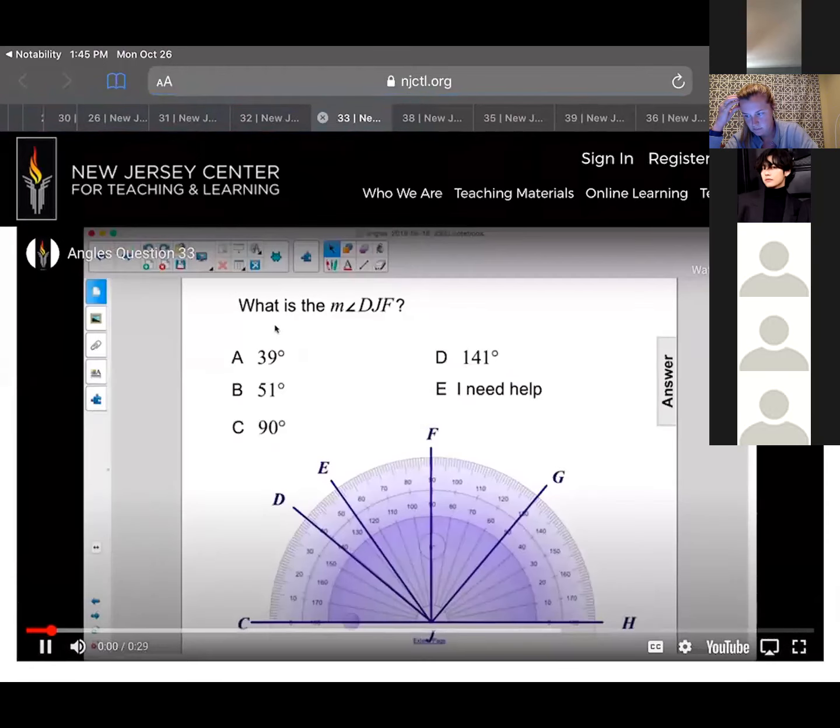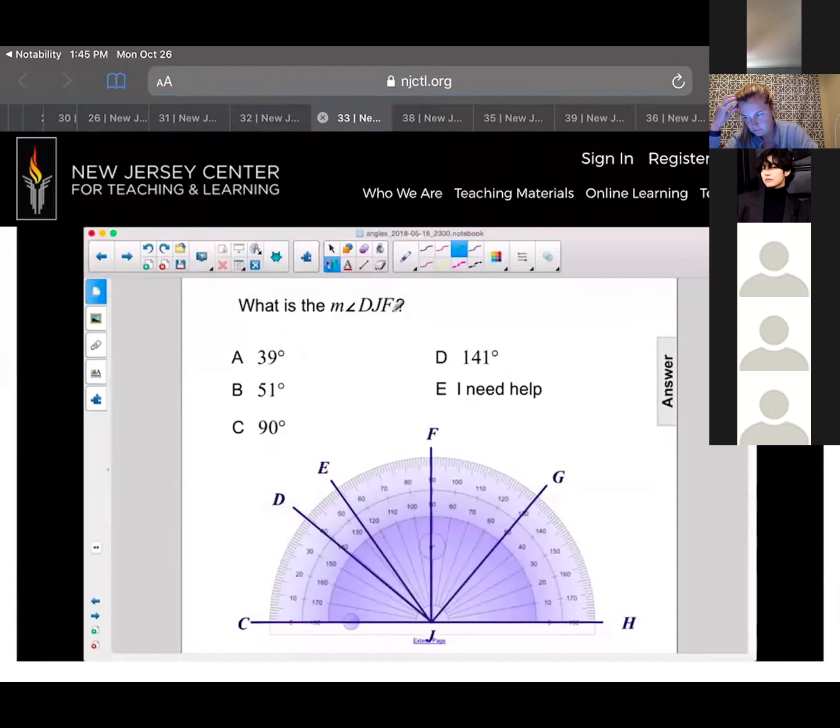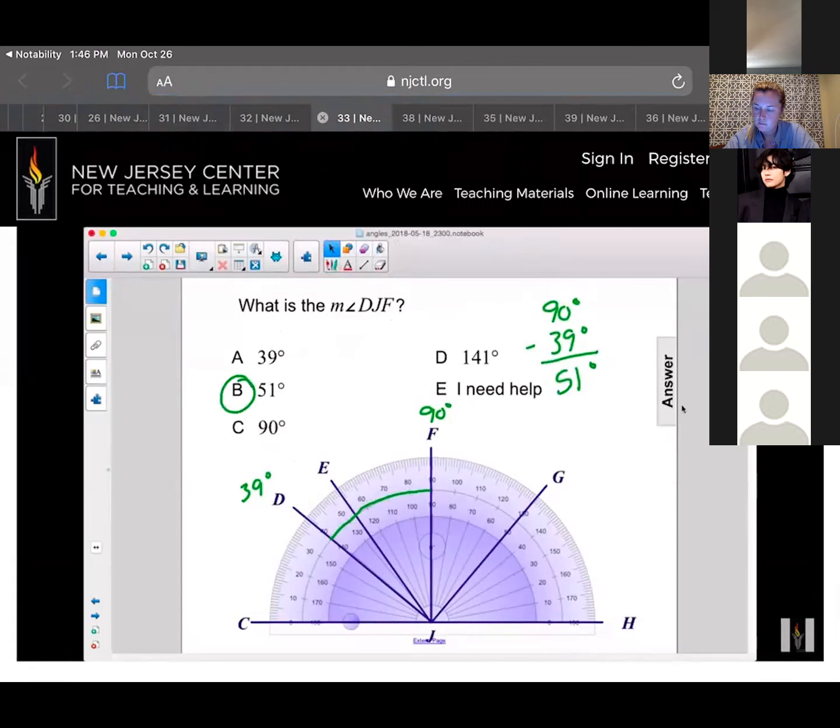What is the measure of angle DJF? So DJF, that is this angle here. So this is at 90 degrees, and this one is at 39 degrees. So if we just subtract those, 90 degrees minus 39 degrees gives us 51 degrees. So this area here is 51 degrees. The answer is B.